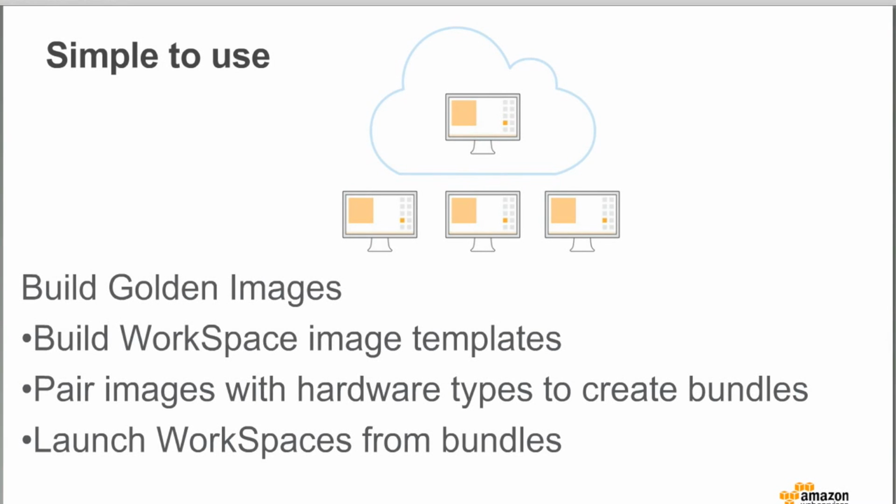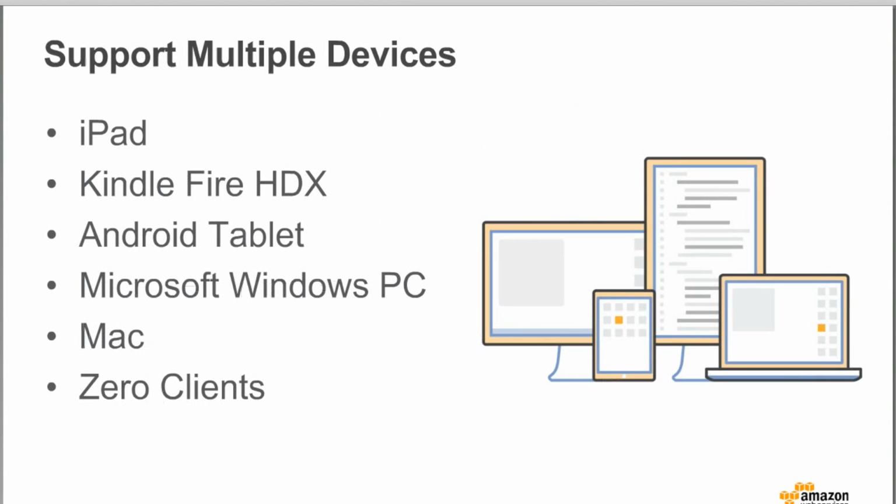These are hardware bundle types, and you can launch workspaces from that. All right, so you can launch more workspaces from the bundles that you create. Workspace also supports multiple devices. This means that you can connect to your workspaces from different device types. We support all the popular platforms: PC, Mac, iOS, and Android, and of course the Amazon Kindle.